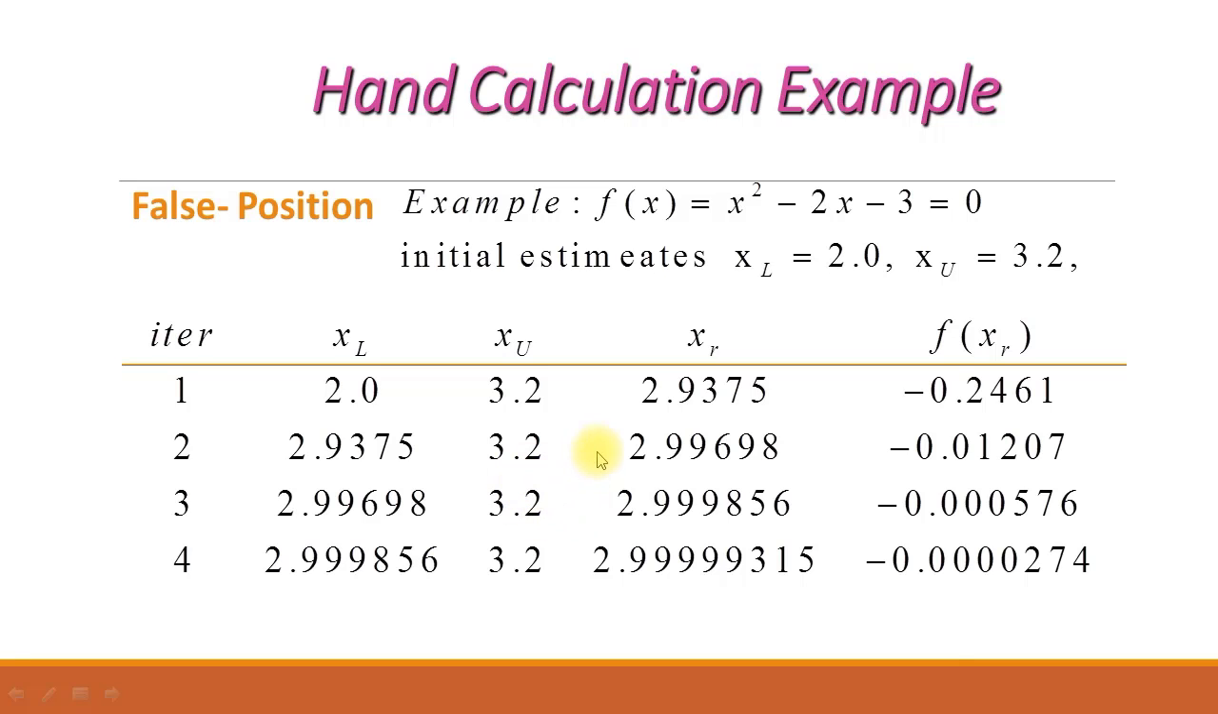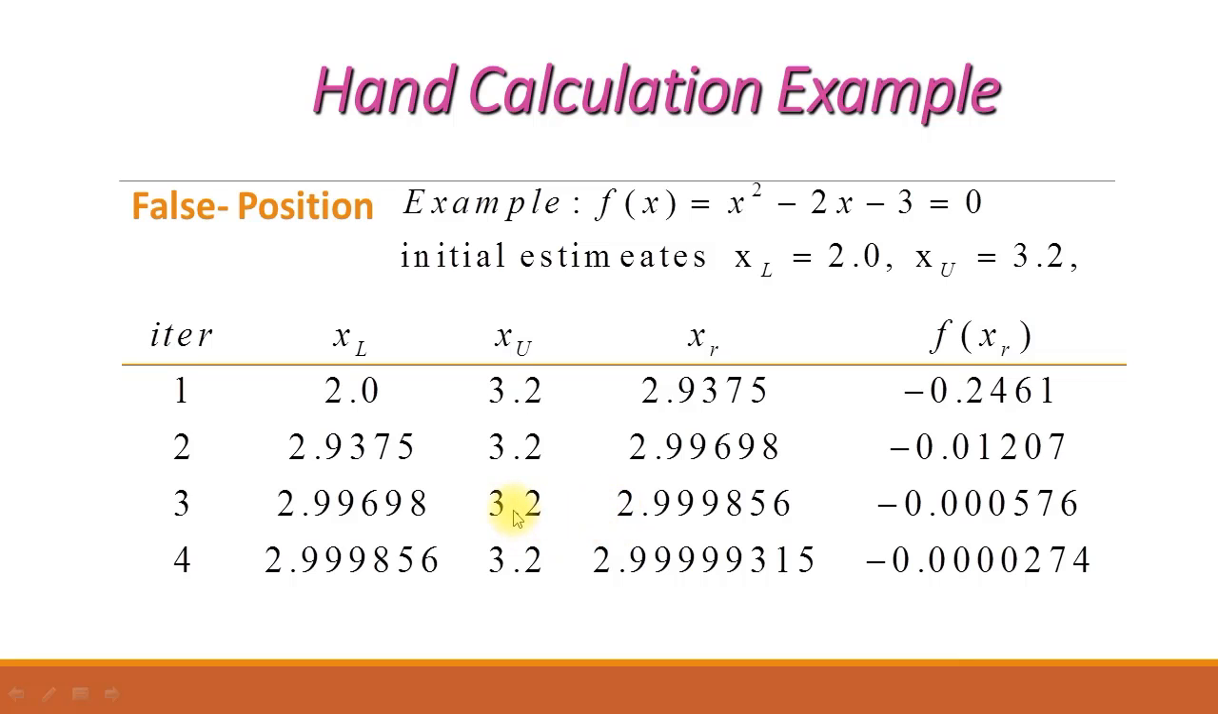You will find the fifth root. This is the fifth root. Replace xl by this xr and xu will be as it is, and putting these two values, this is xl and this is xu, in the false position formula you will get this root, and putting this root into the given equation you will again get a negative sign, minus 0.0000576.